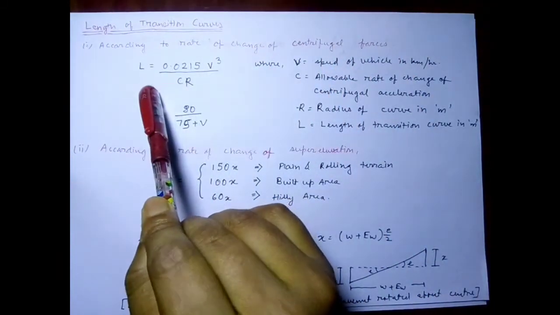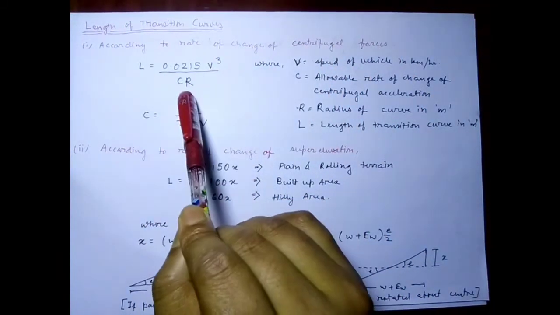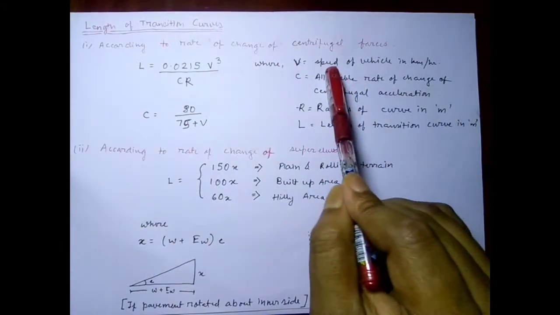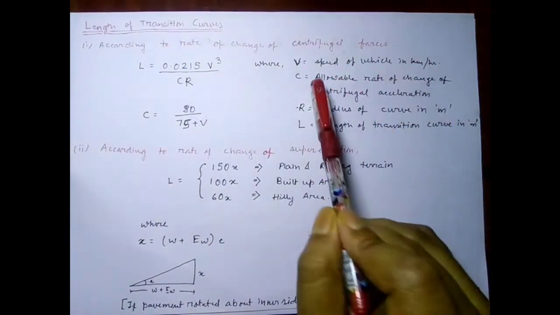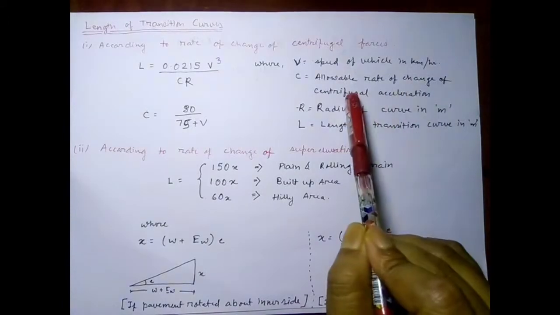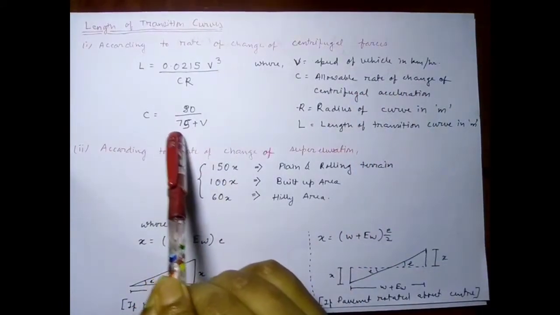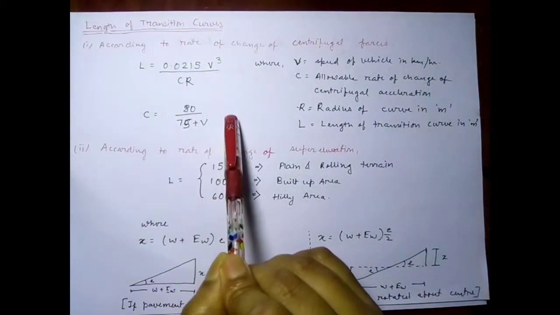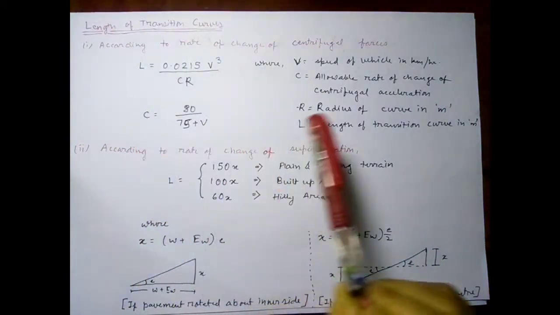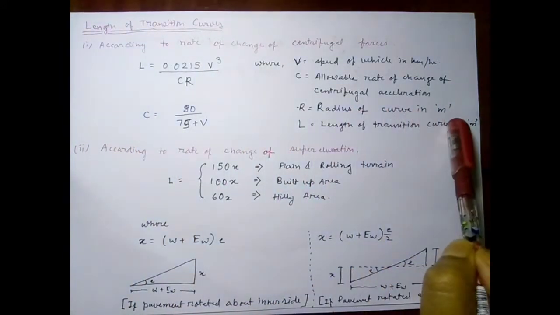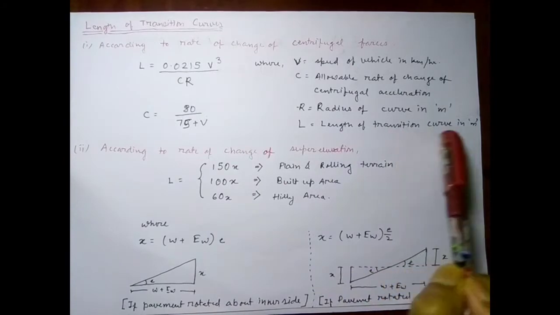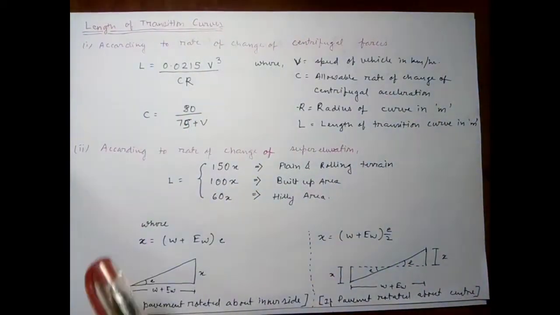So L is equal to 0.0215 V cube upon CR, where V is speed of vehicle in kilometer per hour, C is the allowable rate of change of centrifugal acceleration, which is also given by 80 upon 75 plus V. Next, R is the radius of curve in meter and L is the length of transition curve in meter.